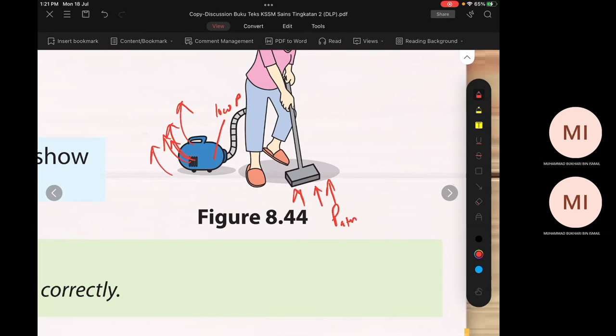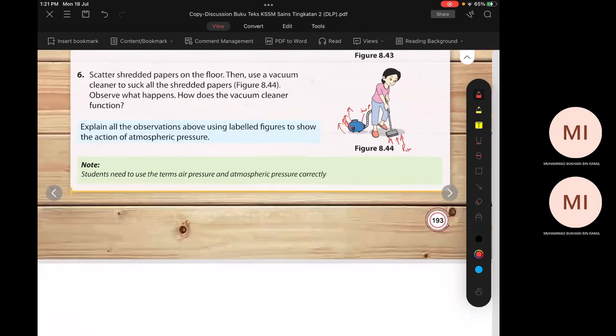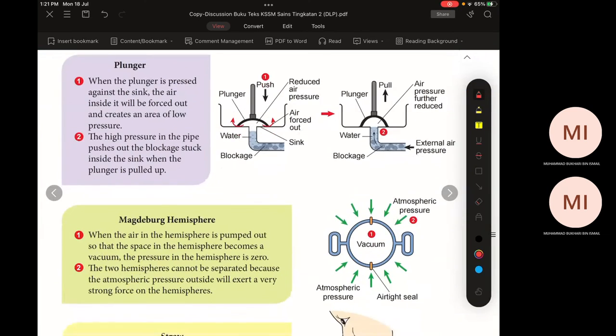So this is our application of atmospheric pressure.